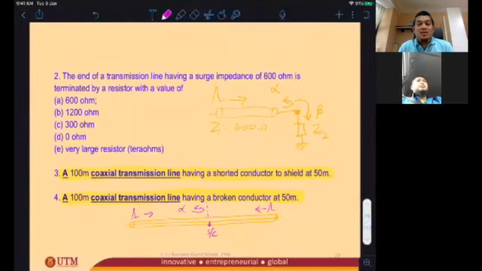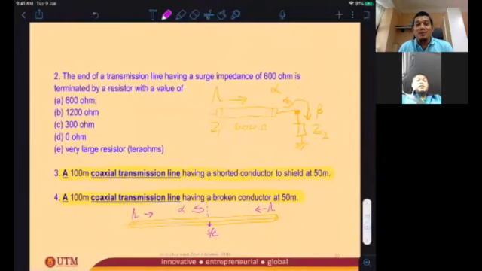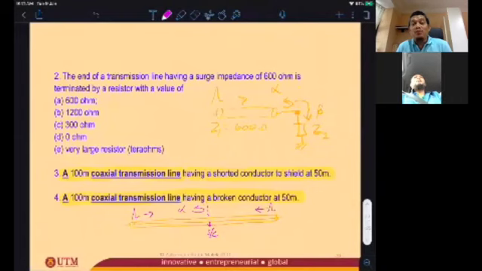And a shorted conductor, you can look at number 2D there. It's like a transmission line terminated with 0 ohm. So a short circuit is like 0 ohm. And number 4, a broken conductor is like an open circuit. It's like number 2E, which is a very large resistor. That's the hint. So the alpha is maybe 0.33. No, if you do number 2D and 2E, you can do number 3 and 4. It's the same.